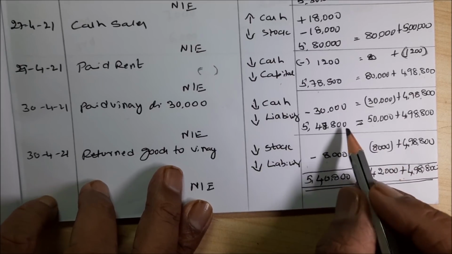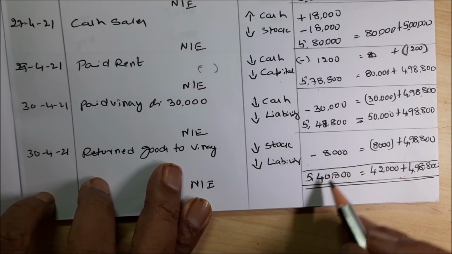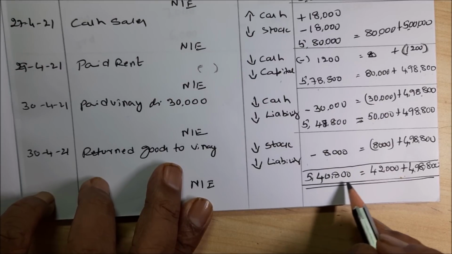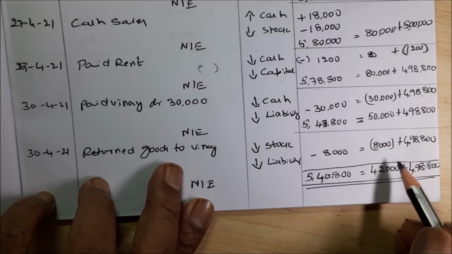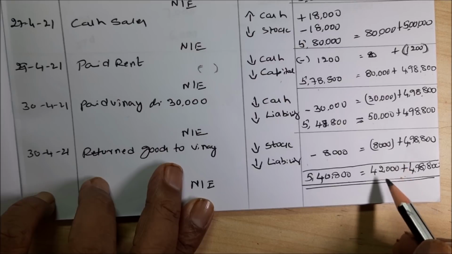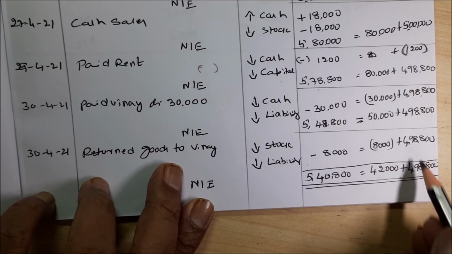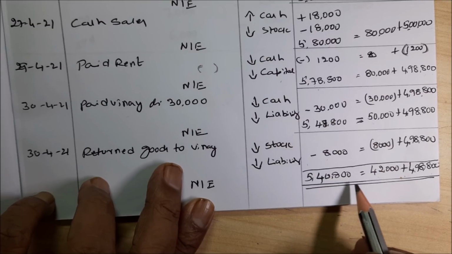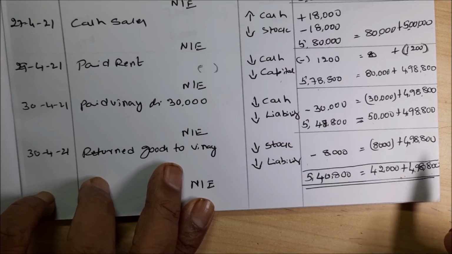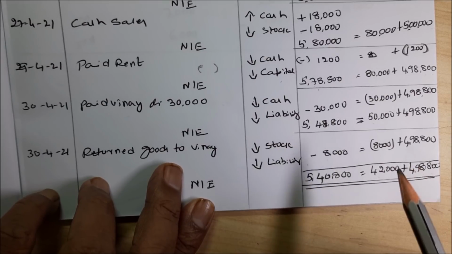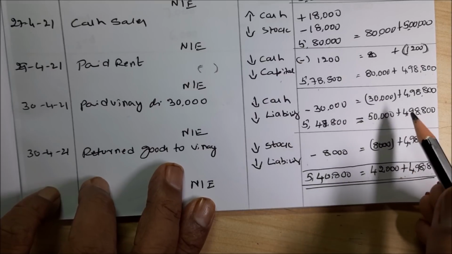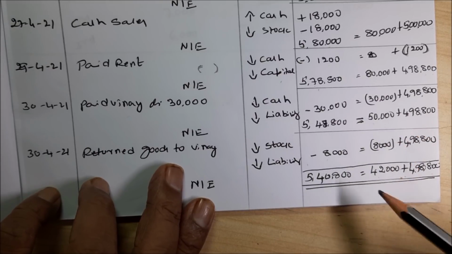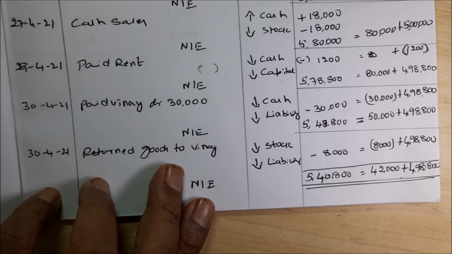So 5 lakh 48,800 minus 8,000 comes to 5 lakh 40,800. Then it is 50,000 minus 8,000 is 42,000. This remains the same, 4 lakh 98,800. So 5 lakh 40,800, 5 lakh 40,800. This is called the accounting equation. You have to do it in a similar fashion for your final exam.